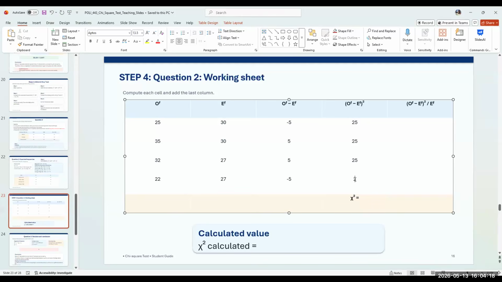Somebody asked in the previous video, how come we had 25, not negative 25? Remember that when you square -5, you open the bracket -5 times bracket -5, and the negatives cancel each other. So you are going to get 25. That's how we ended up getting this.